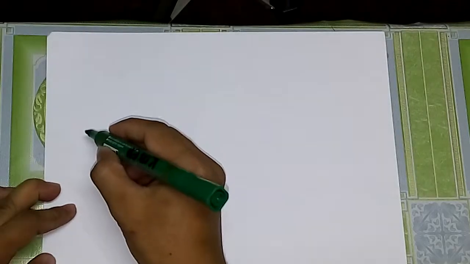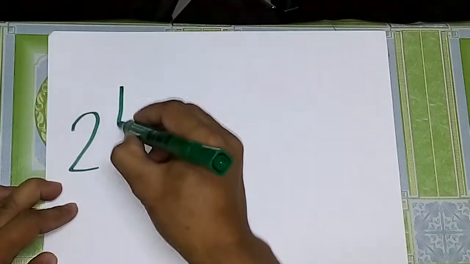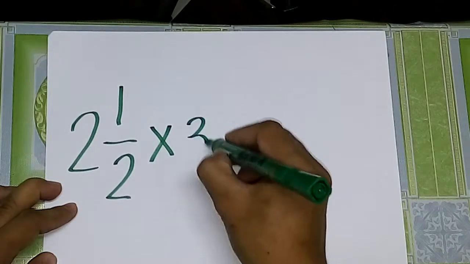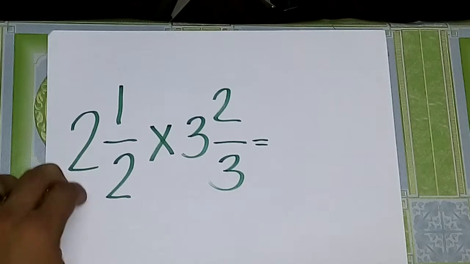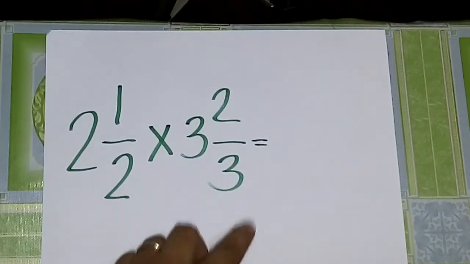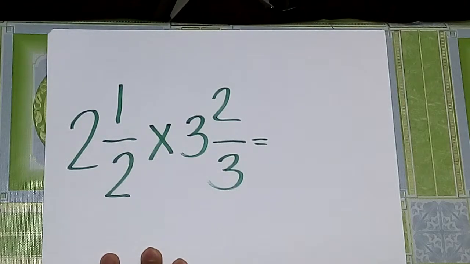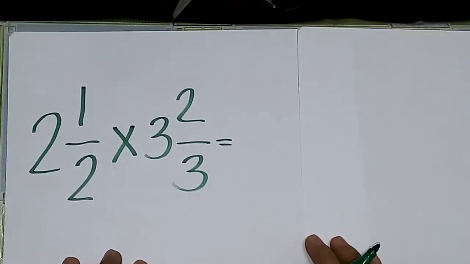Okay, the last one is to multiply mixed numbers. Mixed numbers consist of a whole number and a proper fraction. So let's have 2 and 1 half times 3 and 2/3. These are in mixed forms or mixed numbers. First, let us change or rename the mixed numbers into improper fractions.